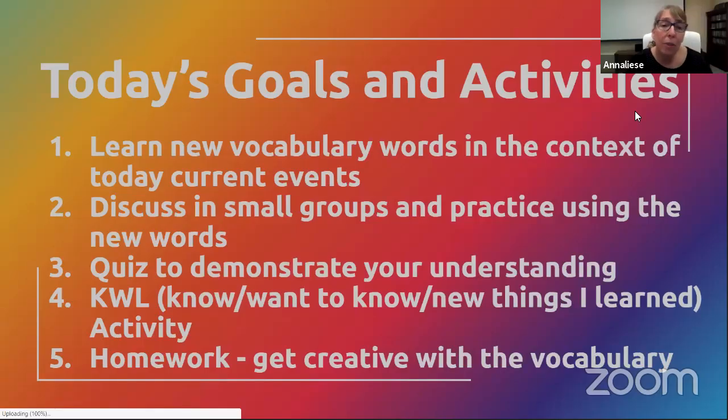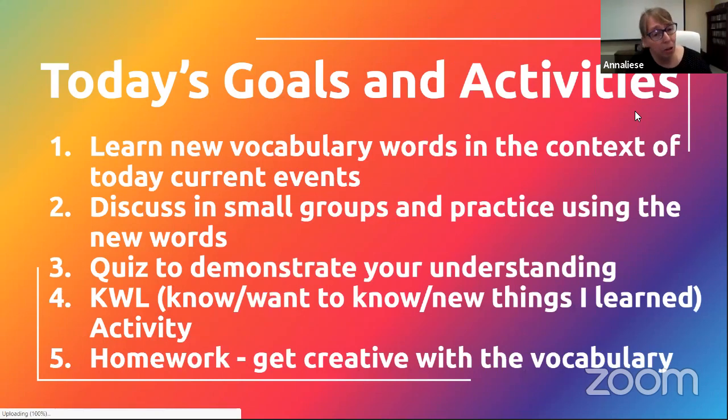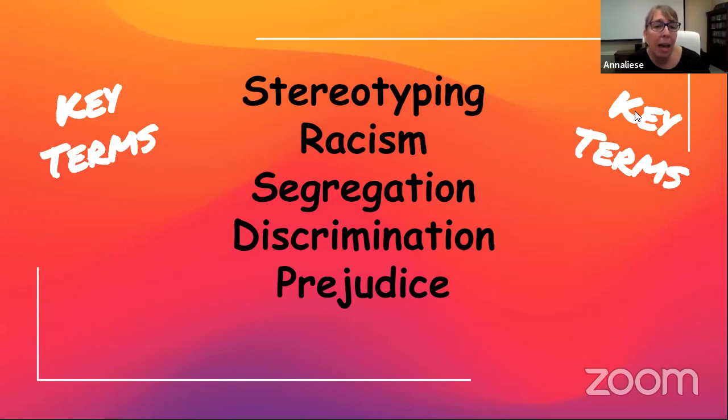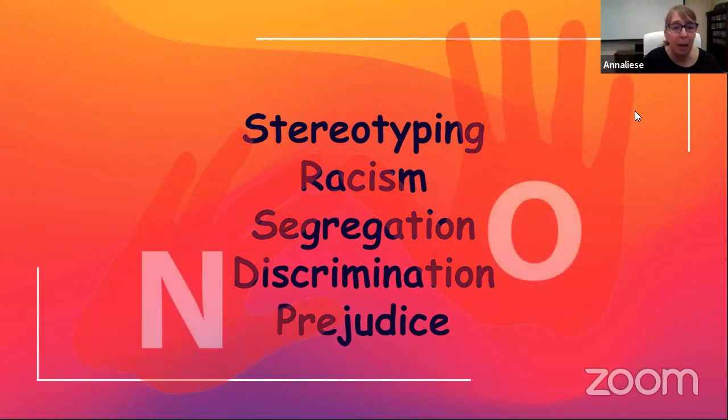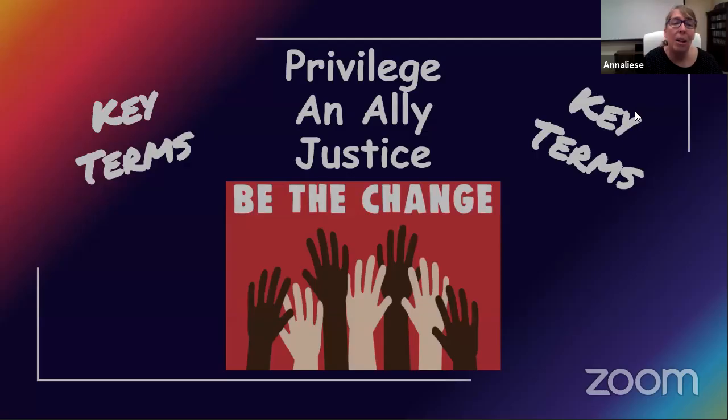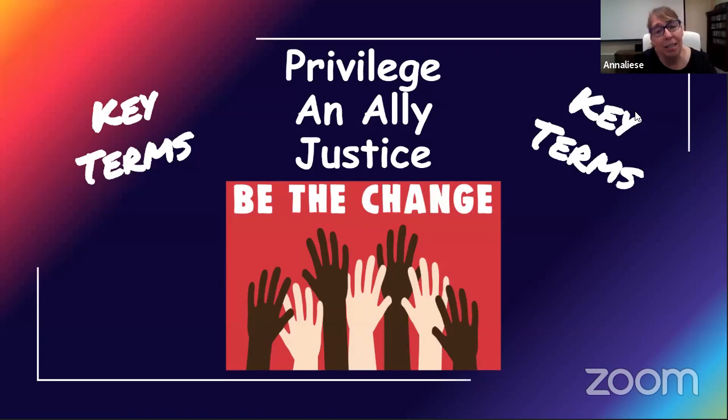We looked at the goals for the day, and we were really examining vocabulary terms, looking at them in the context of current events, doing some work in small groups, and having the students demonstrate their understanding in different ways. So we had 8 terms: stereotype or stereotyping, racist, racism, segregation, discrimination, prejudice. And we wanted to emphasize that these were the negative terms. And then we also had 3 more: privilege, ally, and justice. The ally and justice terms transition to the more positive terms.